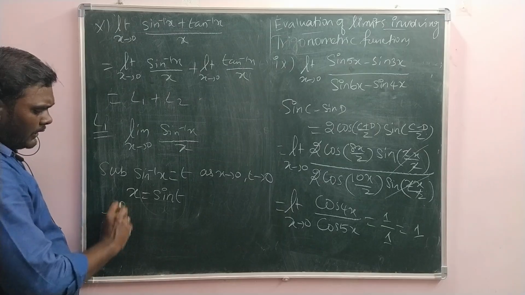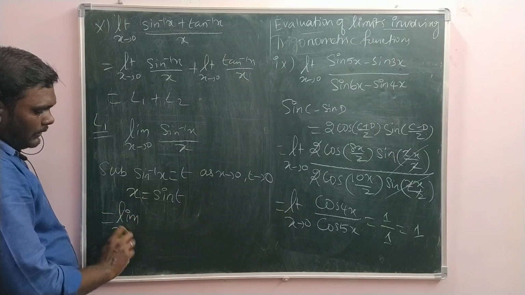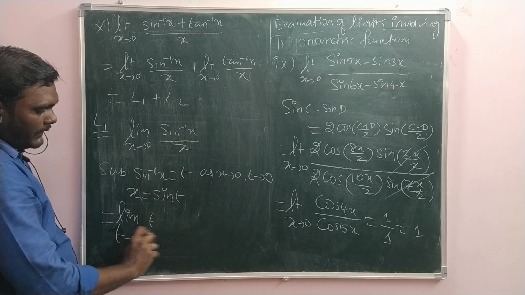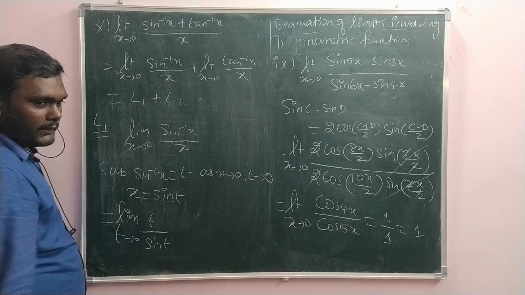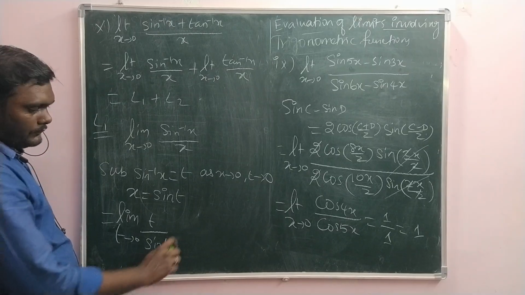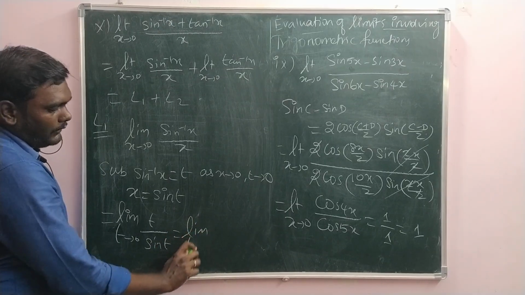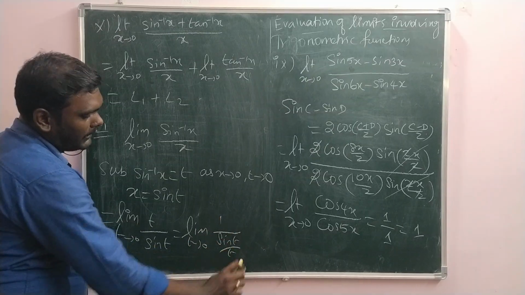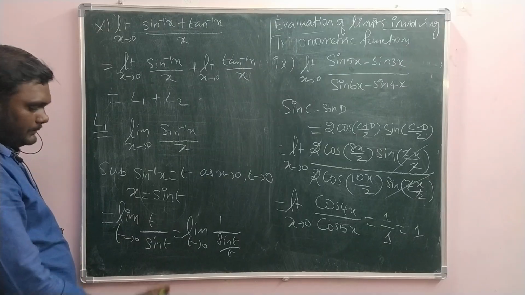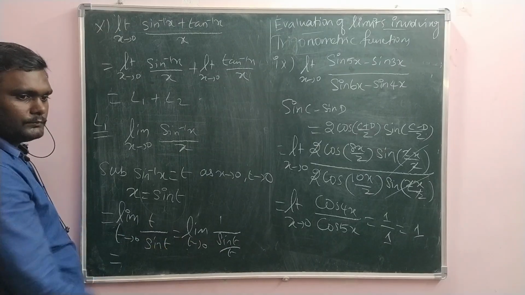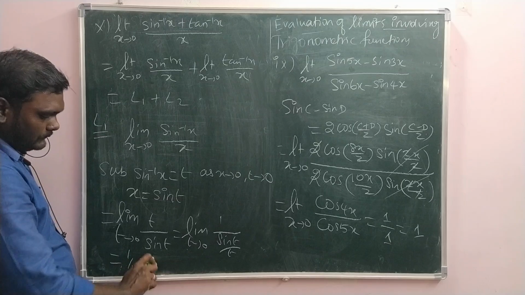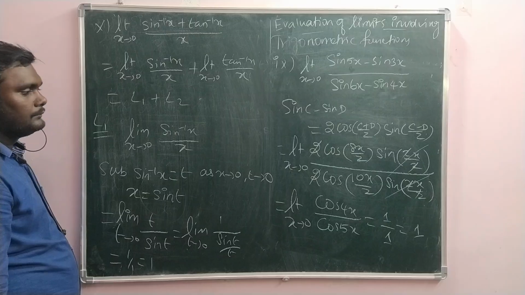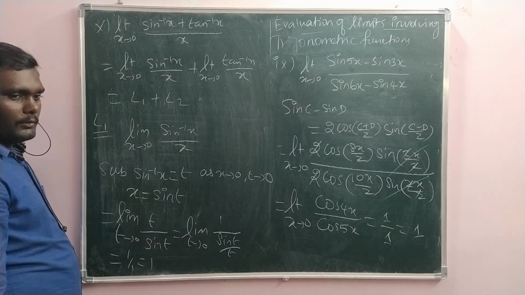Now this question can be converted into limit t tends to 0, t by sin t. So that is limit t tends to 0, 1 by (sin t by t). Sin t by t, as t tends to 0, is what? It is 1 by 1. It is 1. That is L1 alone.